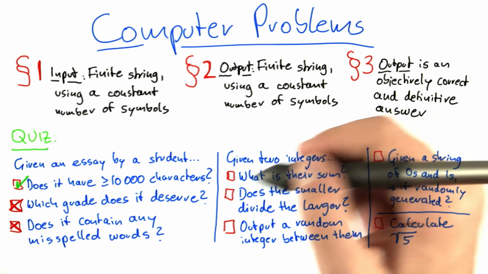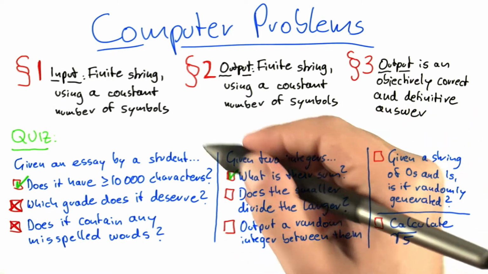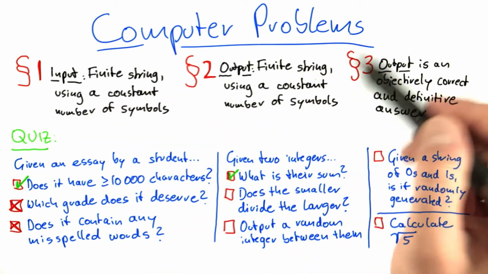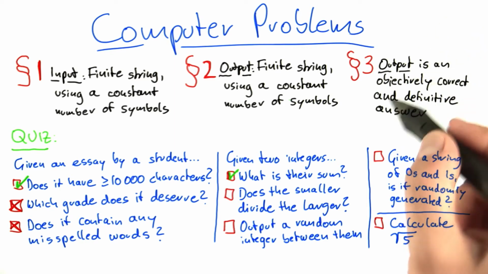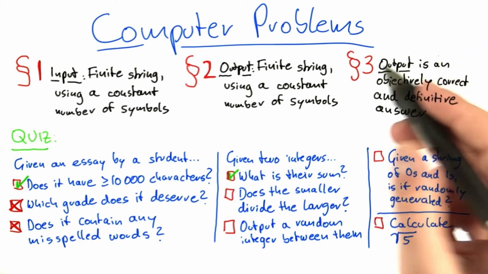Given 2 integers, what is their sum? That, of course, is a very classic computer problem. The integers are given as numbers, 1, 2, 3, 4, 5. The output is a number. That's also fine. It's finite. And adding is something where you can definitely have a definitive and objective answer.